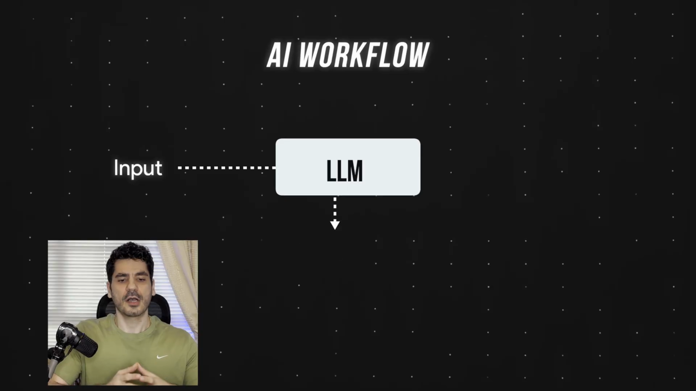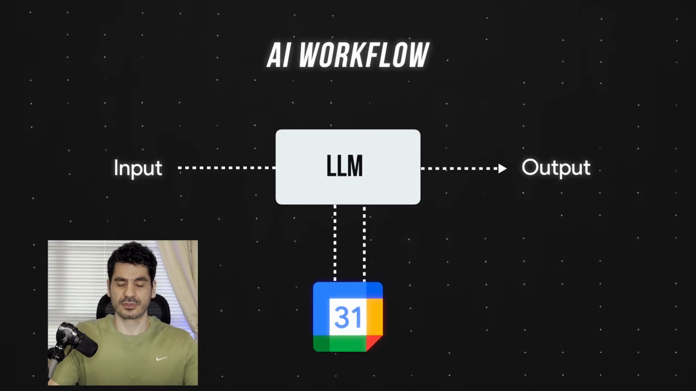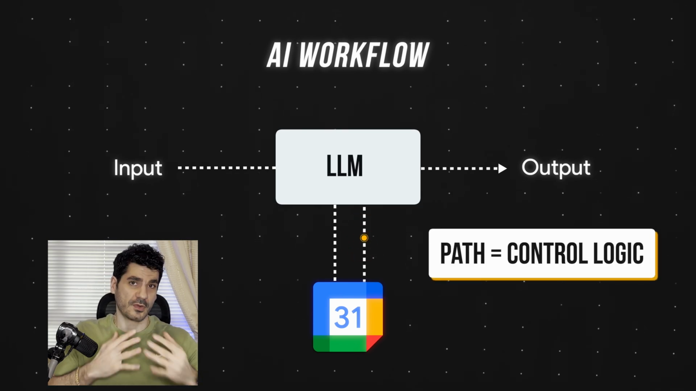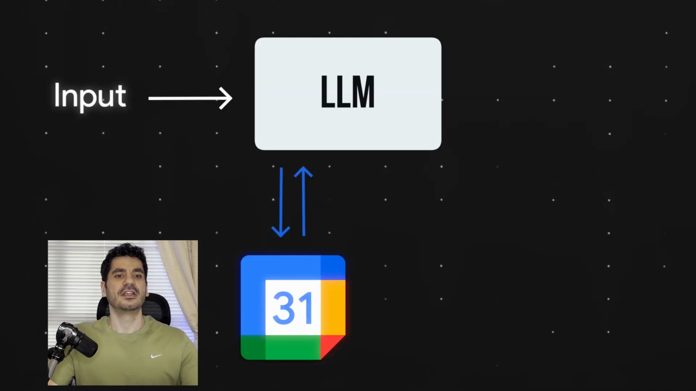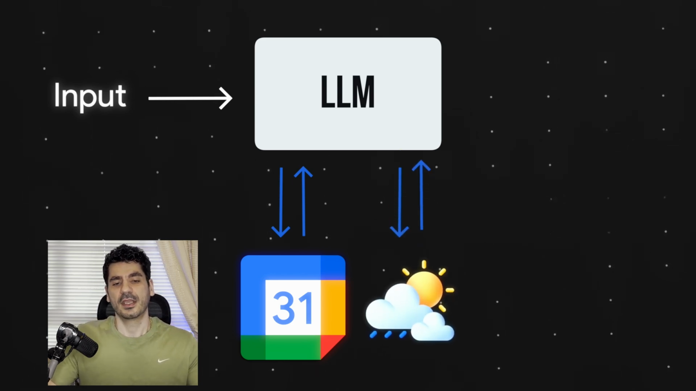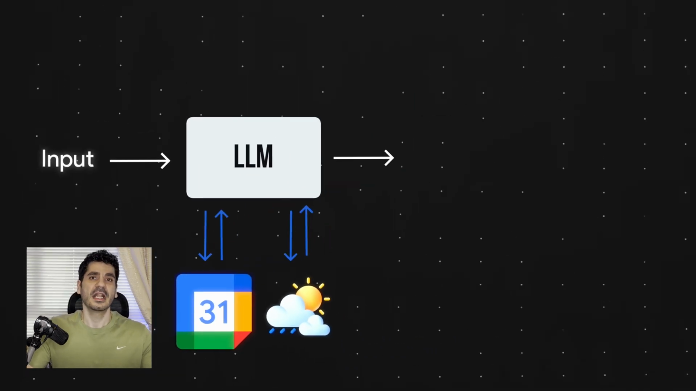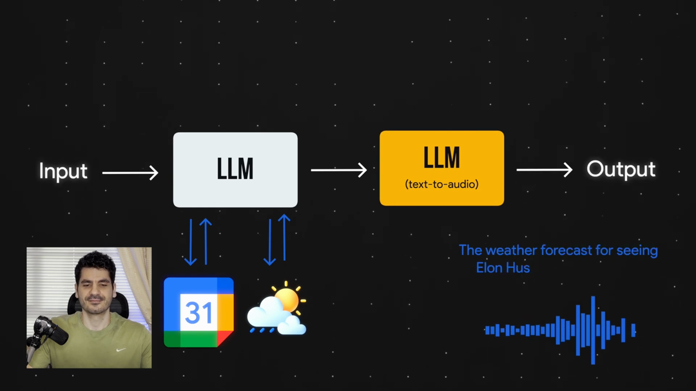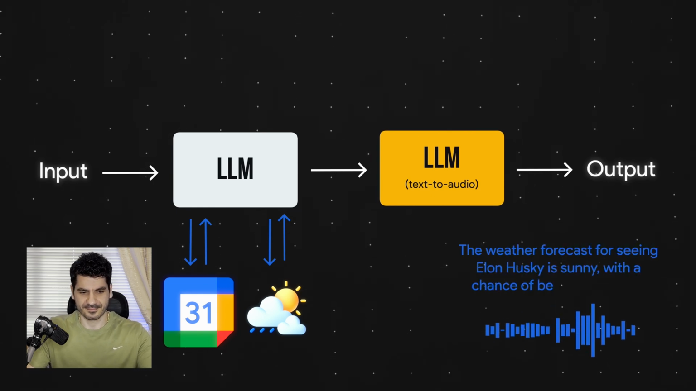Who grants access to these APIs is, for example, me, who will come and say, okay, these are the set of tools that you have, now go and grab the relevant information in the form of control logic and give me the information that I want. Then it provides, for example in text or audio format, the response to me: the weather forecast for seeing Elon Husky is sunny, with a chance of being a good boy.